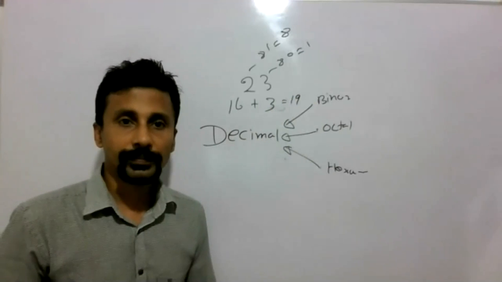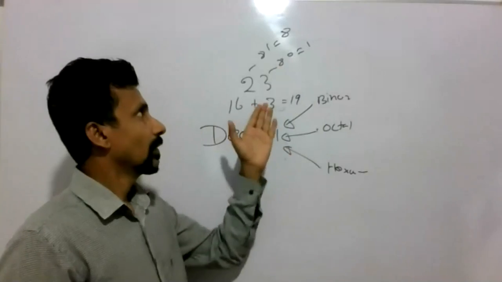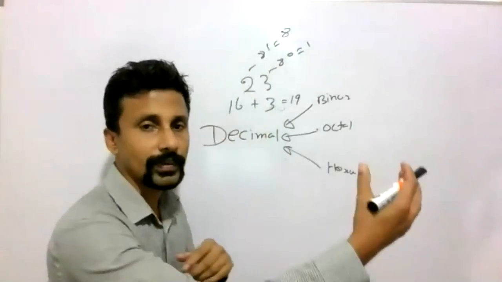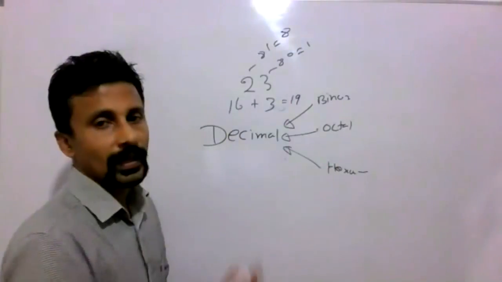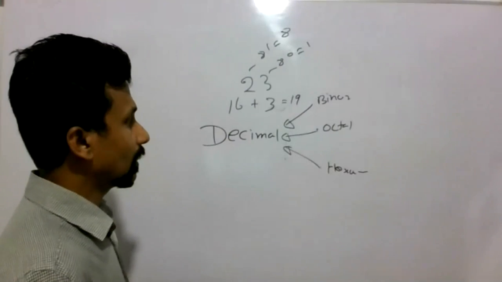19 is the answer, right? So you are putting 8 to the power 0, 8 to the power 1, and so on, from right-hand side to left. You have to put the power. So that is octal to decimal.